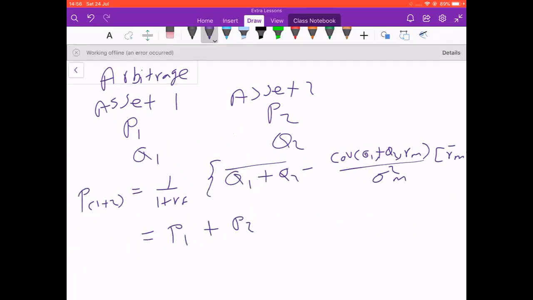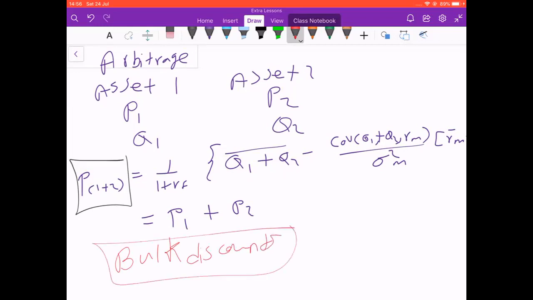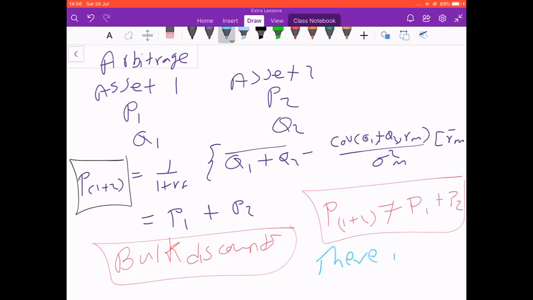So when your payout increases, so should your price. If your payout doubles, we also expect your price to double. So there should not be any bulk discount. And if the price of assets 1 and 2 combined is not equal to P1 plus P2, then there is an arbitrage opportunity.